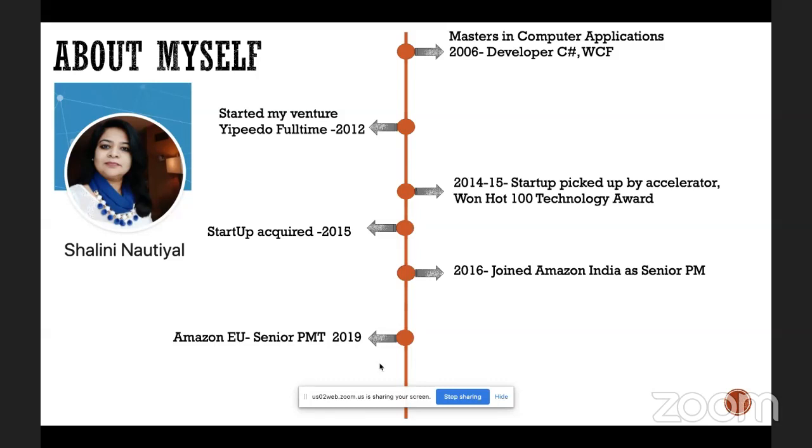Had some interesting experiences during my startup journey, and that was the time when I transitioned from a developer to more of a person who's managing a product. I coded my first prototype of the product, and then slowly got to hire some freelancers, worked with them, and launched my product along with my co-founder. In 2014-15, the startup went through its journey, being part of an accelerator. We also won the Hot 100 Technology Award, and then it got acquired by another company in 2015.